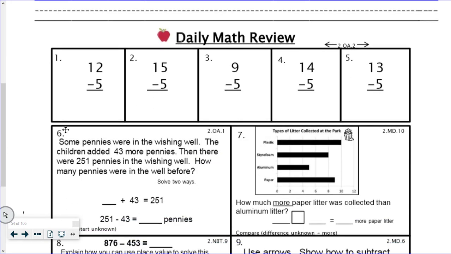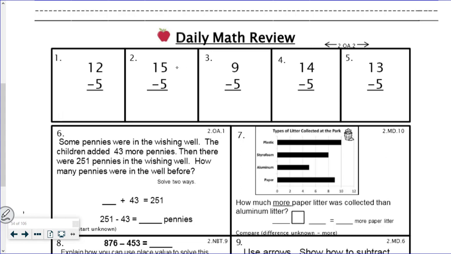Number 6, we've got a story problem. Some pennies were in the wishing well. Right, so that's why we've got a blank. The children added 43 more pennies, so we have 43. Then there were 251 pennies. How many pennies were in the well before? So to figure out how many were in the well before, we have to find the difference between 251 and 43. So 251 minus 43 equals blank.